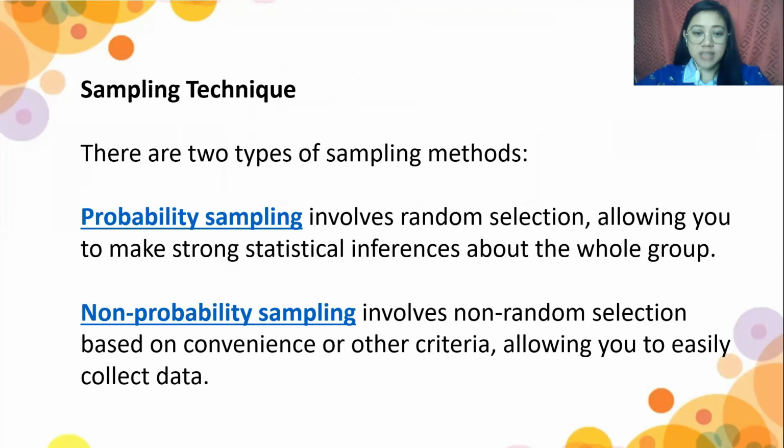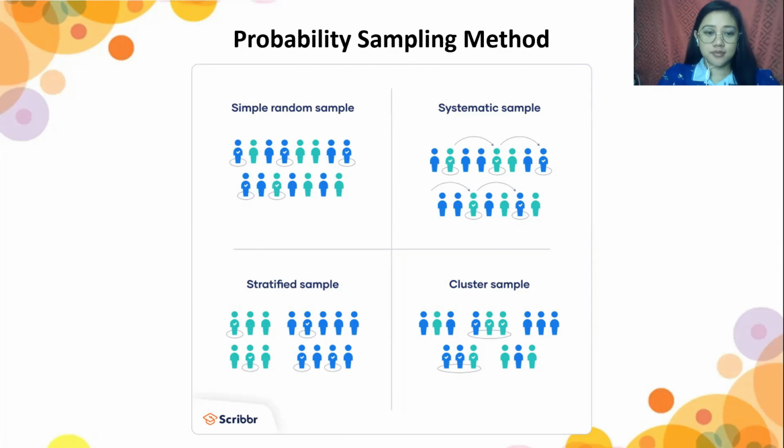There are two types of sampling methods. Probability sampling, which involves random selection, allowing you to make strong statistical inferences about the whole group. Next is non-probability sampling, which involves non-random selection based on convenience or other criteria, allowing you to easily collect data. You should clearly explain how you selected your sample in the methodology section of your paper or thesis.